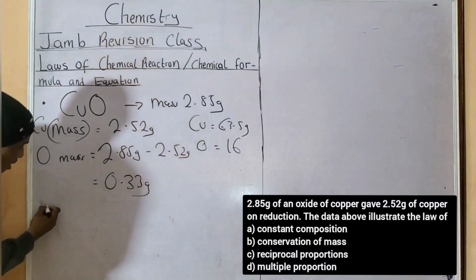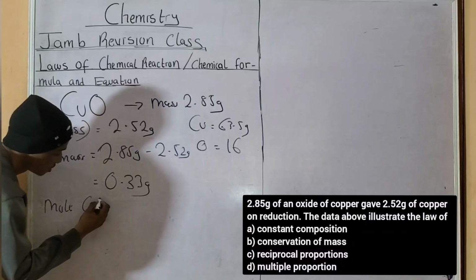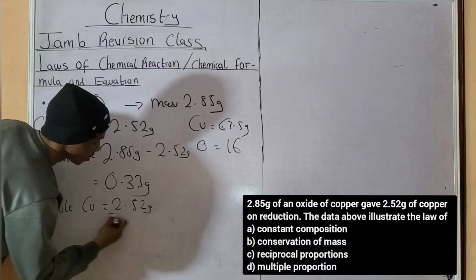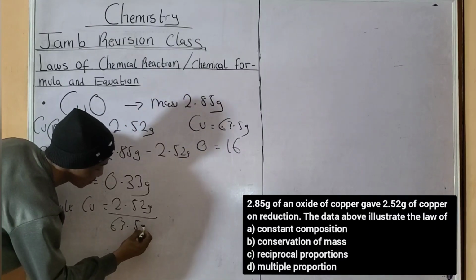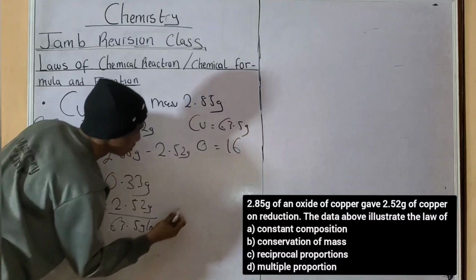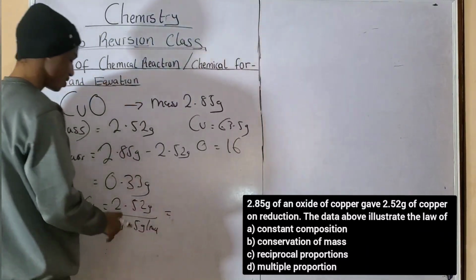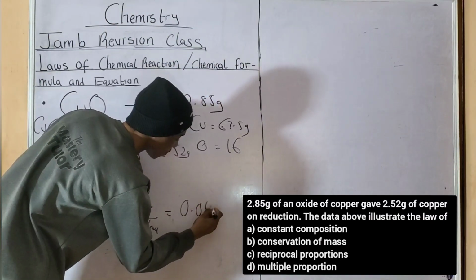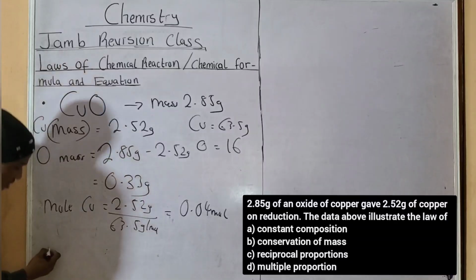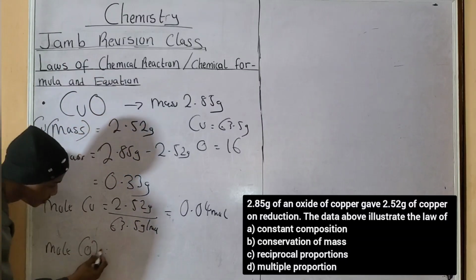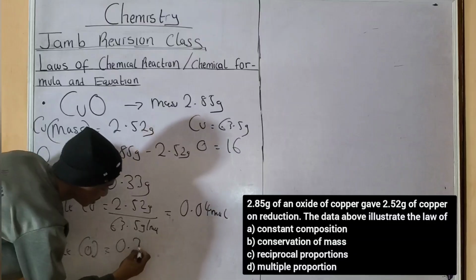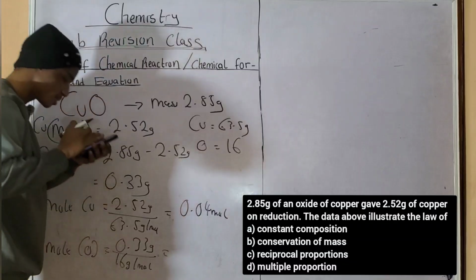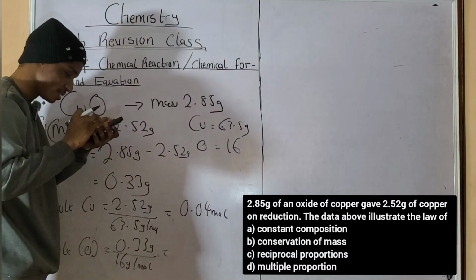So the moles of copper is the mass, which is 2.52, all over 63.5 gram per mole. If you punch your calculator, you're going to have 0.04 mole. Now let us calculate the mole of oxygen. The mole of oxygen will be equal to the mass of oxygen, that is 0.33 gram, all over 16 gram per mole. 0.33 gram divided by 16 gram per mole is 0.04 mole.